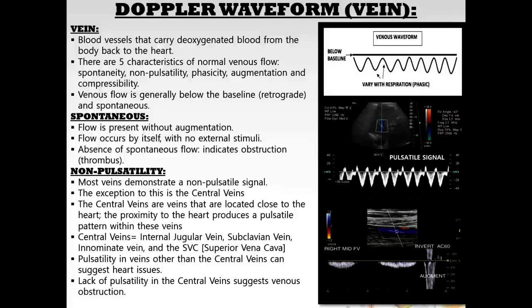Non-pulsatility. So most veins are non-pulsatile. So they have a very characteristic pattern like this. They vary with respiration. When they're more pulsatile, you'll start seeing these peaks. A pulsatile signal in a vein can be a sign of an abnormal flow pattern, unless the vein is close to the heart. The closer the vein is to the heart, it starts to pick up a little bit of the cardiac contractions, signals from the heart, and you start to get a little bit more of a pulsatile waveform pattern.